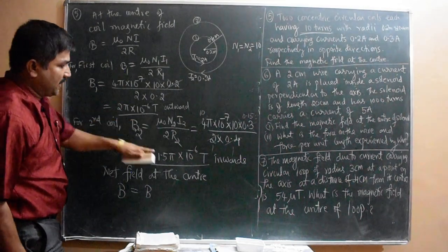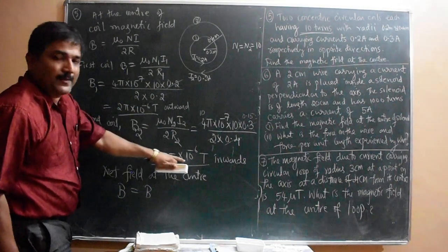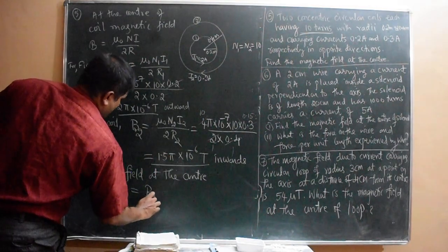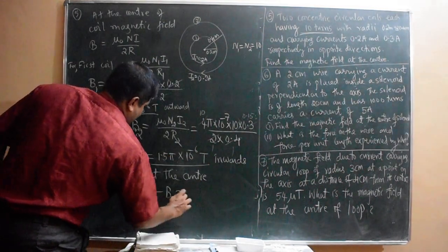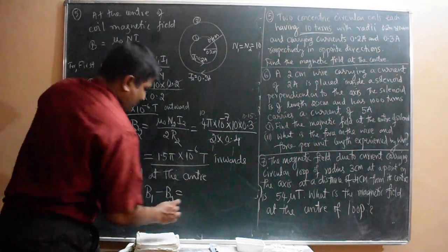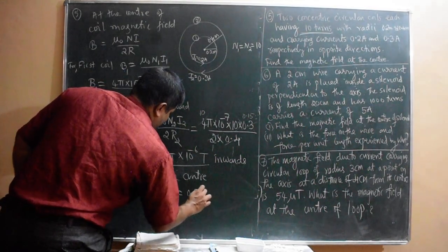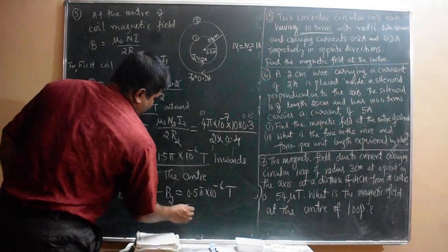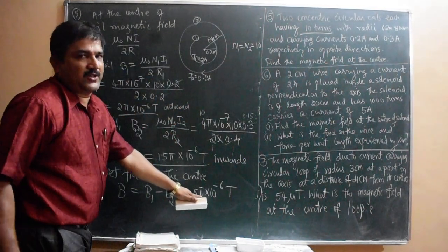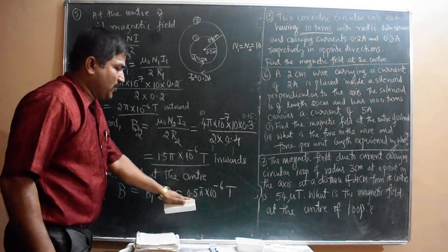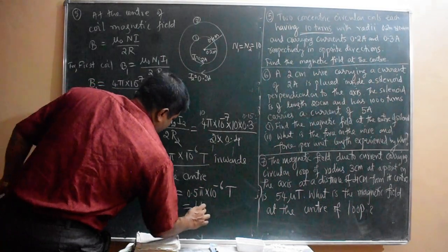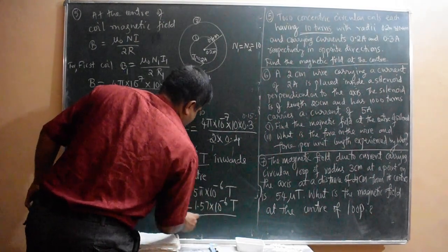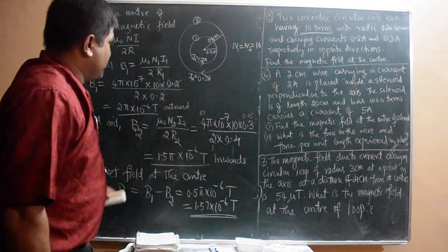So the net field B equals, which is more? 2 pi is more than 1.5 pi, 10 power minus 6 is common. So B1 minus B2 is the net field. 2 pi minus 1.5 pi is 0.5 pi into 10 power minus 6 Tesla. You can multiply the pi value 3.14. 3.14 into 0.5 is 1.57 into 10 power minus 6 Tesla. This is all about this problem.